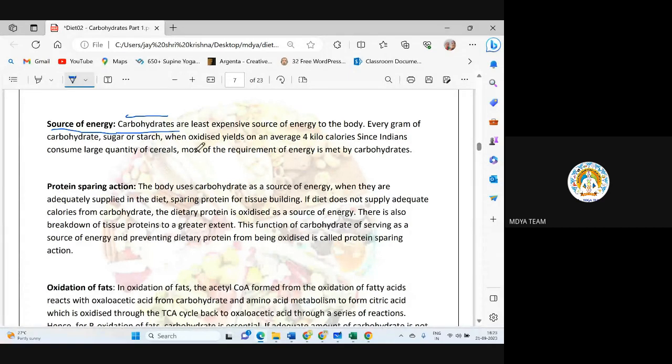Carbohydrate is also the least expensive source of energy to the body. If you compare carbohydrate with fat and with protein, you can see how inexpensive it is. Carbohydrates are very much available in our surroundings, they are very economical, and they are also the first priority of our body when the body wants energy.